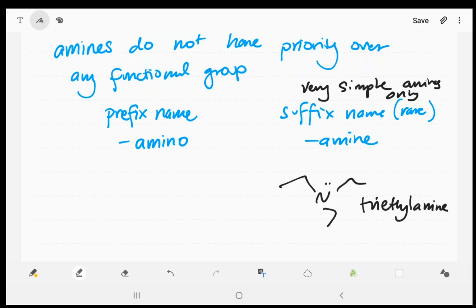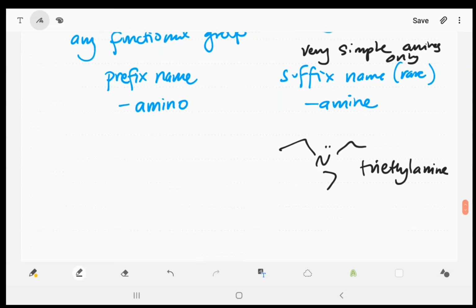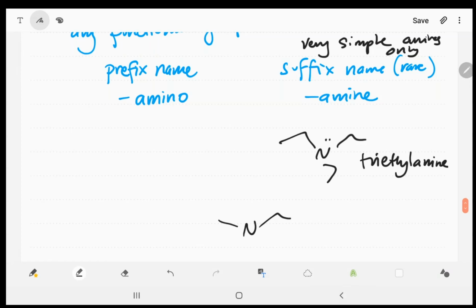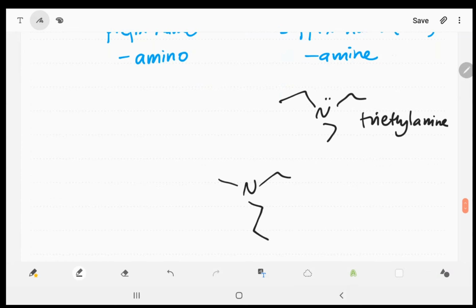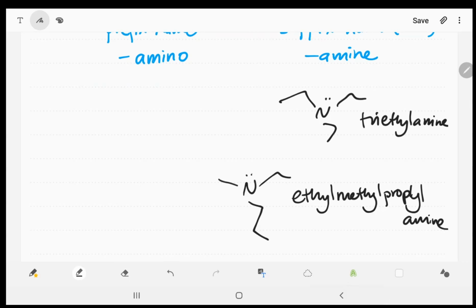Typically, though, because amines are part of more complex things, you'll usually see these as amino groups rather than as amines. So yeah, you could say, for example, ethyl methyl propylamine. This would be a common name. It's not an IUPAC name. But simple amines, you might see them written like this.